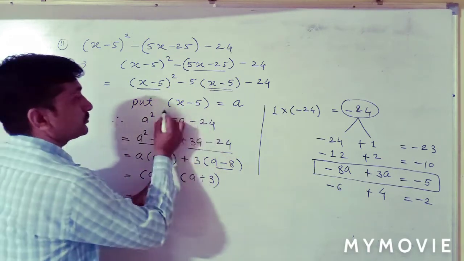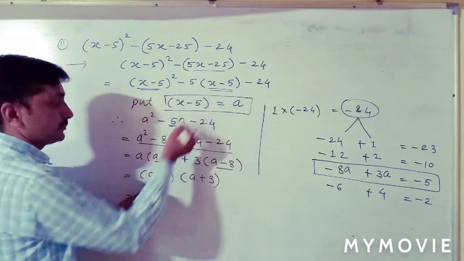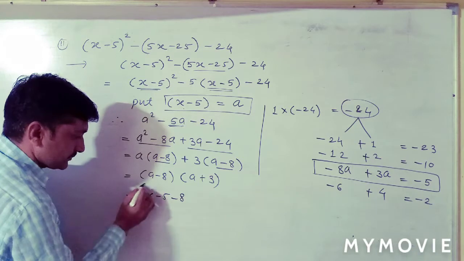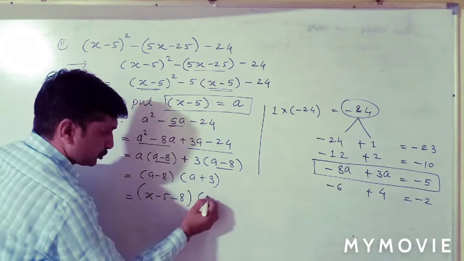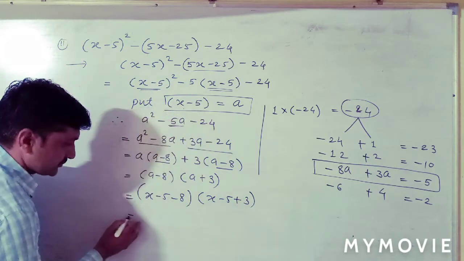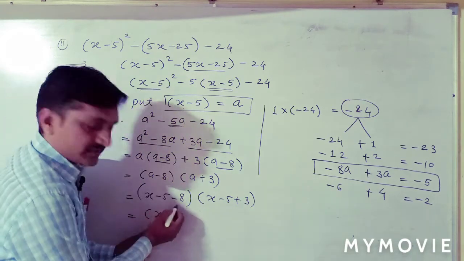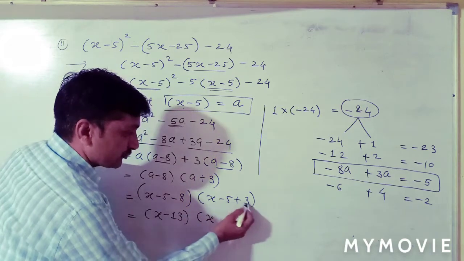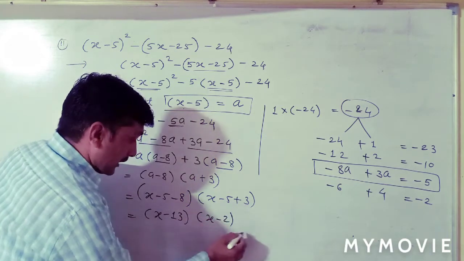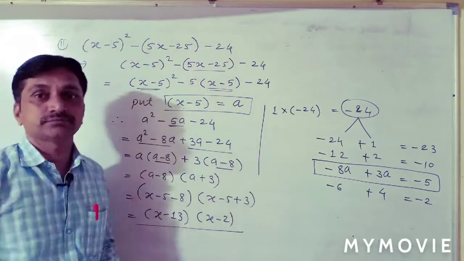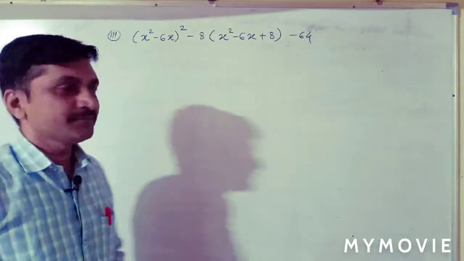a is equal to what? This, x minus 5. So x minus 5 minus 8, bracket close. Here also x minus 5 plus 3, bracket close. It is equal to minus 5 minus 8, which is minus 13. And here x minus 5 plus 3, which is minus 2. And these are the factors of this polynomial. Example number 3.